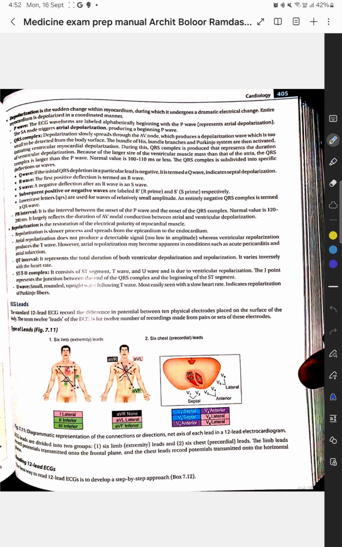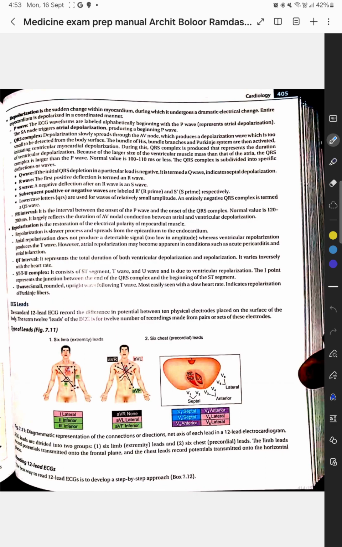QRS complex. Depolarization slowly spreads through the AV node, which produces a depolarization wave which is too small to be detected from the body surface. The bundle branches and Purkinje systems are then activated, initiating ventricular myocardial depolarization. During this, the QRS complex is produced that represents the duration of ventricular depolarization. Because of the larger size of the ventricular muscle mass than that of the atria, the QRS complex is larger than the P wave.